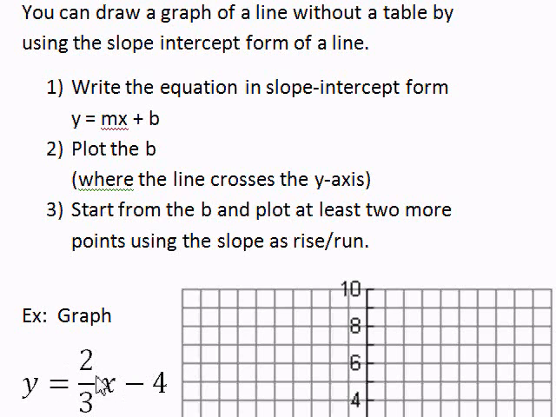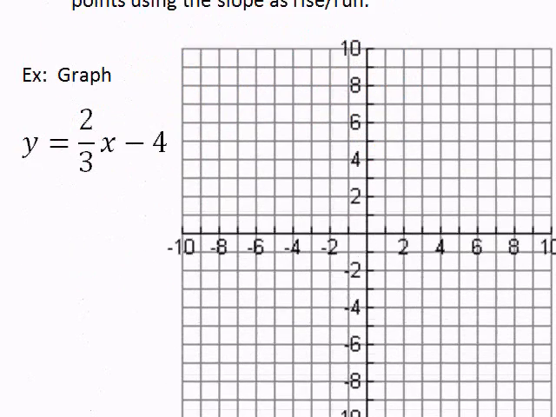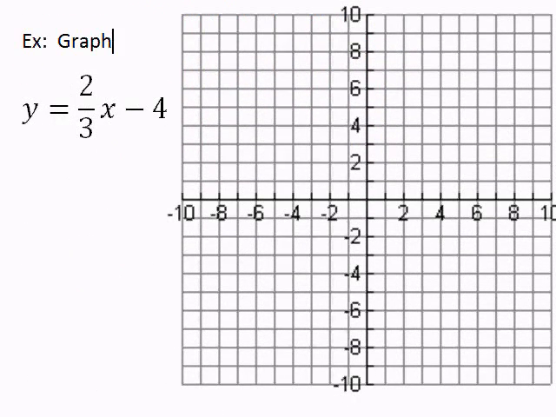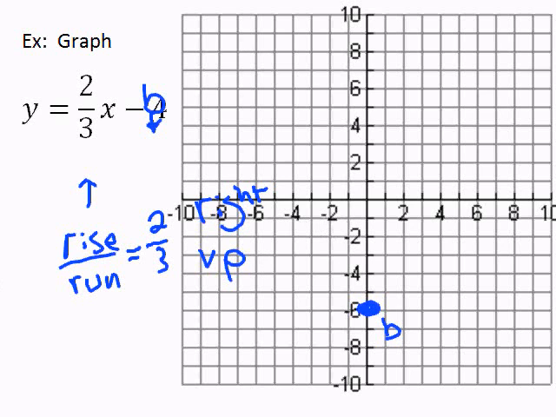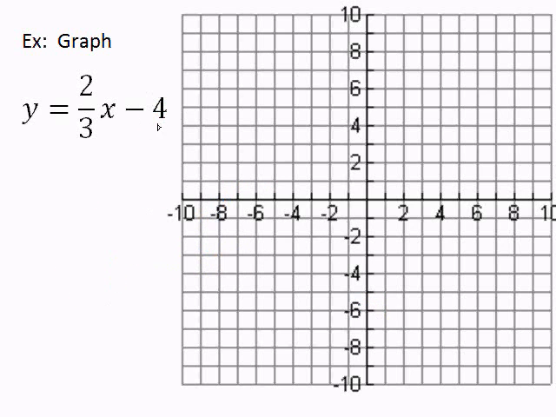Here's the equation I give you. Notice the first step is already done with our equation. It's already in y equals a number times x plus or minus another number form, y equals mx plus b. Now what we need to do is, keeping those steps in front of you, plot our b. Notice our b is -4.